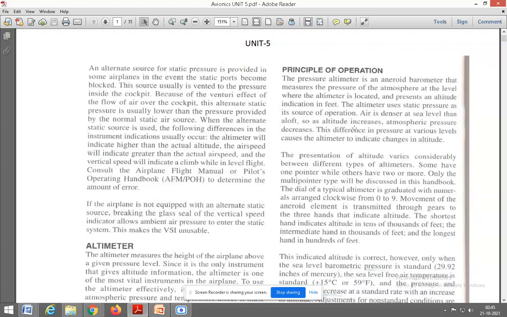Similarly, the airspeed indicator will show an airspeed somewhat higher than actual when you are using the alternate static source. So consult the airplane flight manual or pilot's operating handbook to determine the amount of error. They will be using the manual or handbook for determining the amount of error occurring due to the alternate static source.